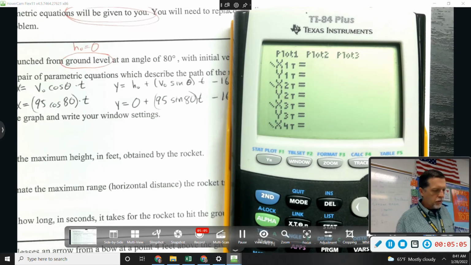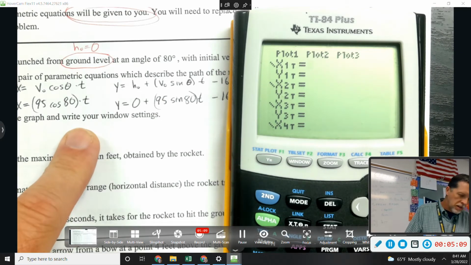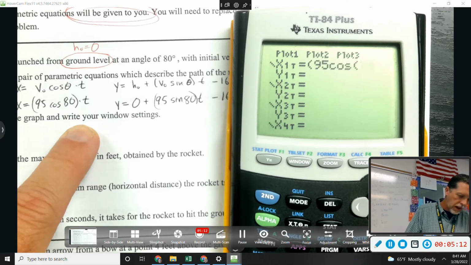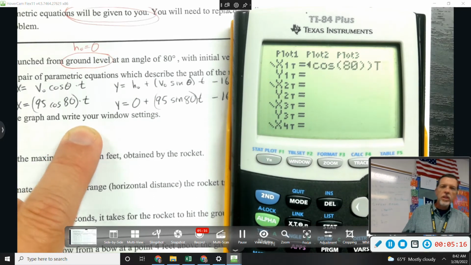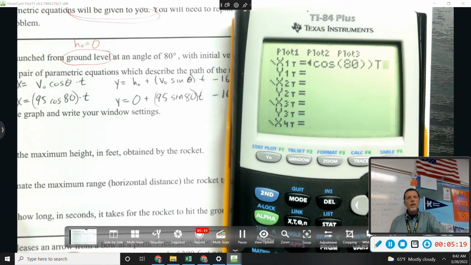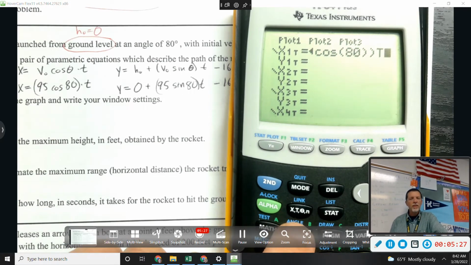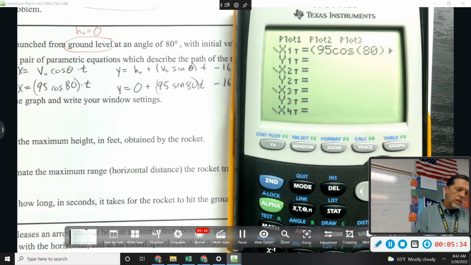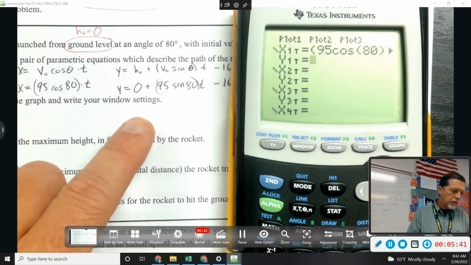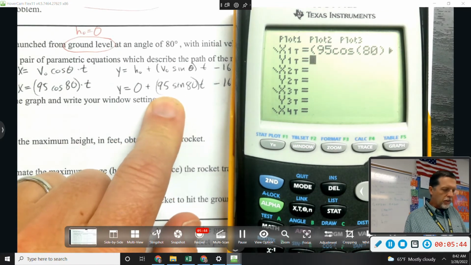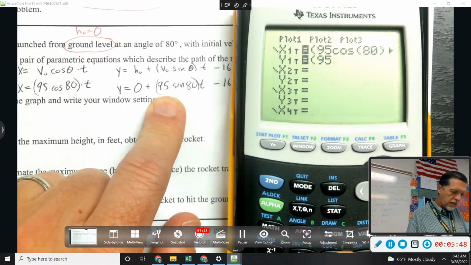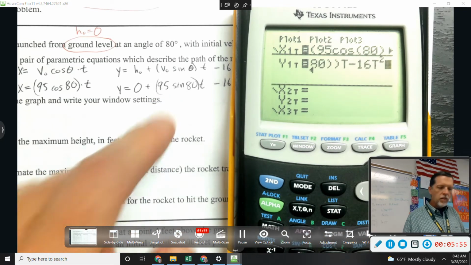So y equals, which really means x equals and y equals, 95 cosine 80 times t. Careful with the parentheses. Remember the X button becomes the T button when you're in parametric mode. That's the variable button, so the calculator knows you're used to hitting that button to get X. Hit it now and you'll get T. All right, for y equals, I don't need to do the 0 plus. I'm just going to go straight to 95 sine 80 times t minus 16 t squared.